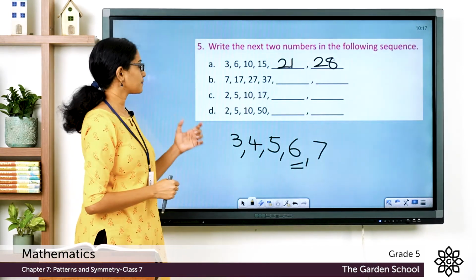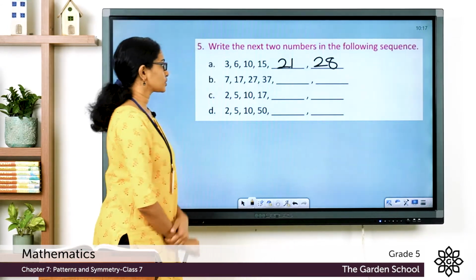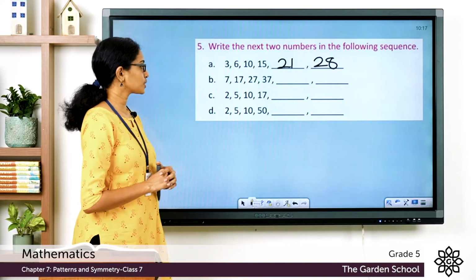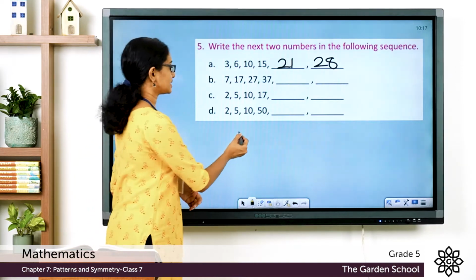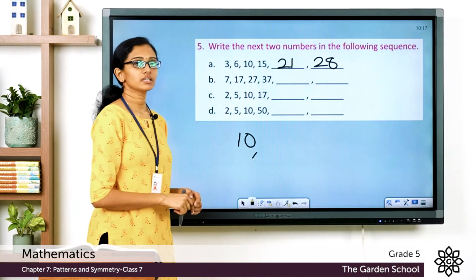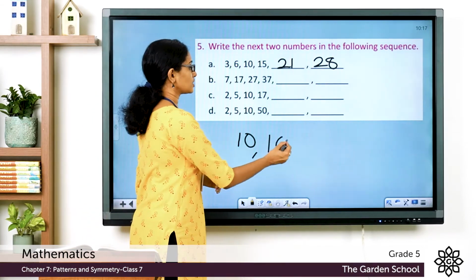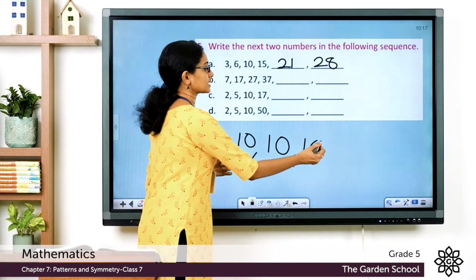Let's observe the next pattern. The numbers are 7, 17, 27, 37 and goes on like that. Take the difference between the numbers 7 and 17. 7 plus 10 is 17. 17 and 27. 17 plus 10 is 27. Again, 27 plus 10 is 37.